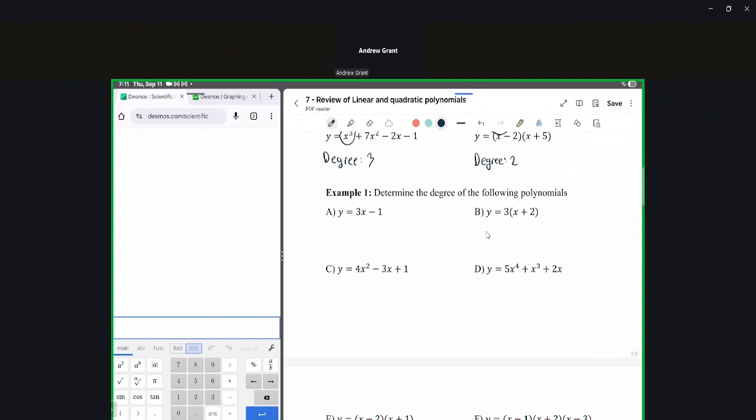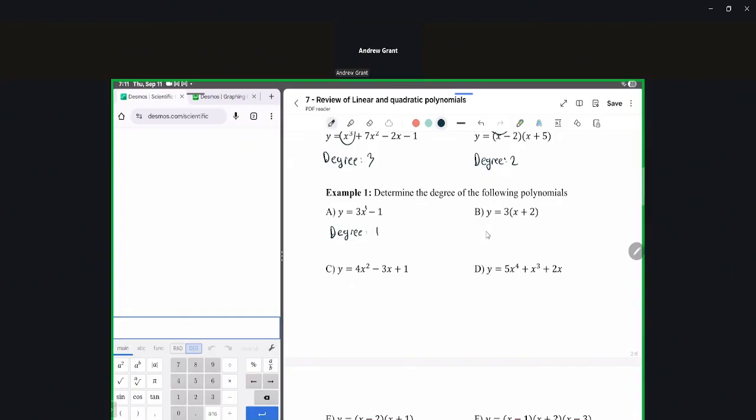Okay, so let's go through these. The first one here, we've got y equals 3x minus 1. So the greatest variable here is just this x, but it's a degree 1, because remember, we put a little imaginary 1 there. Well, not imaginary, it's always there, but we just neglect to write it. But that's a linear expression, so it's degree 1.